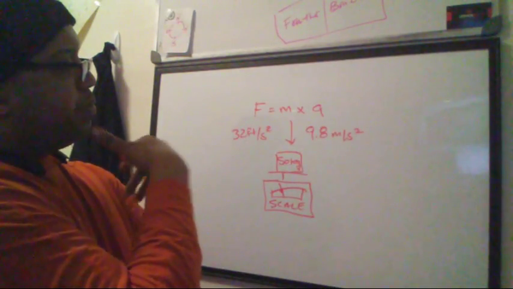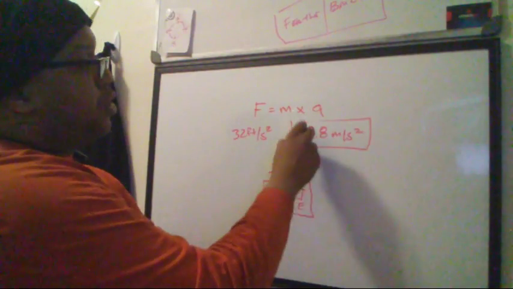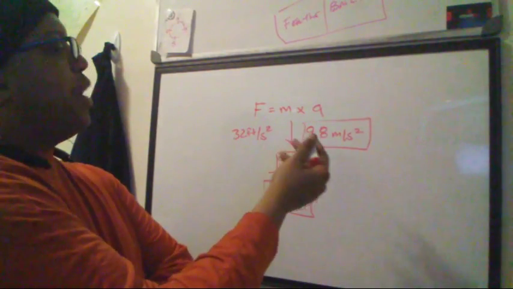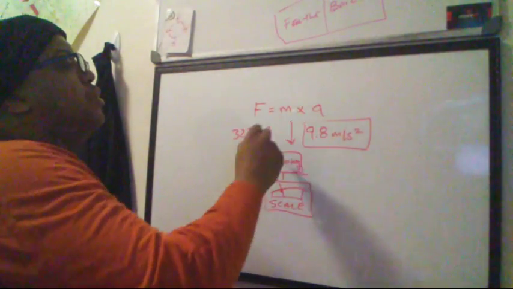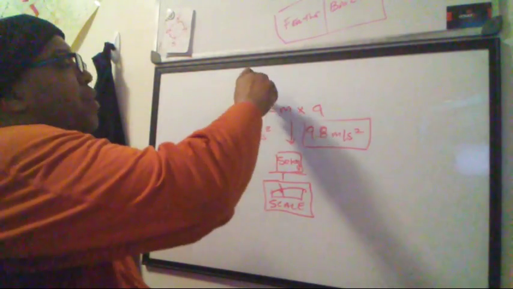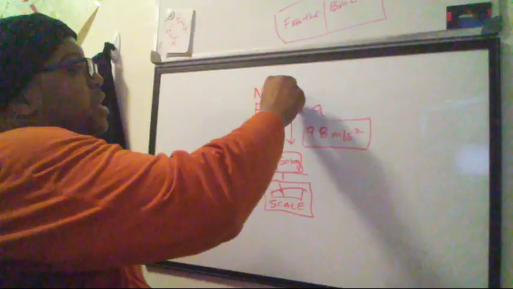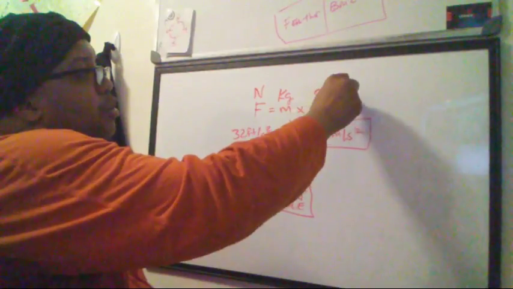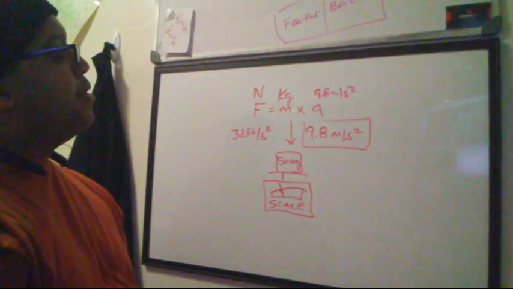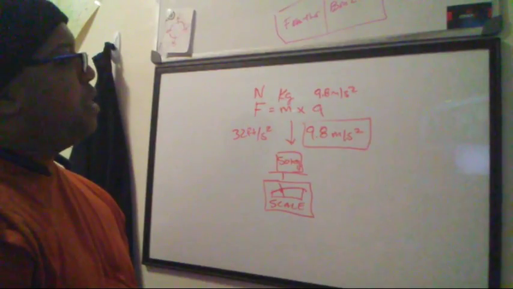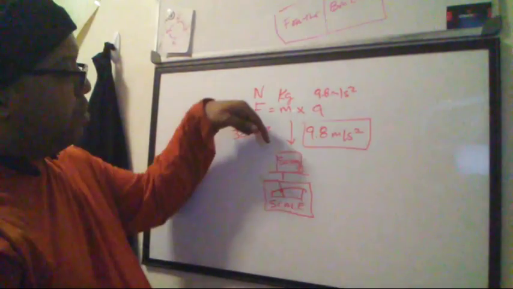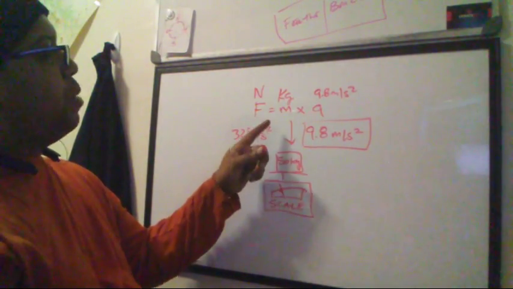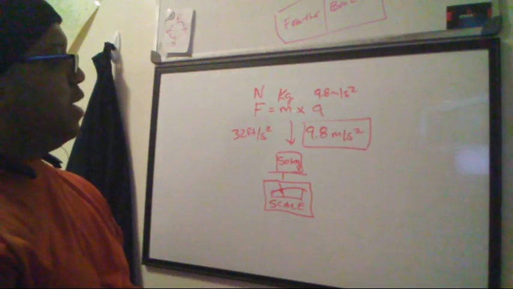Typically, most of the time, they're going to ask you what your force is. So what you have to do is compute this in newtons. And Newton's second law of motion: force equals mass times acceleration. The force is in newtons, the mass is in kilograms, and the acceleration is gravity, which is 9.8 meters per second squared. So we want to know the force that is being applied onto the scale. So it will be your kilograms times 9.8.